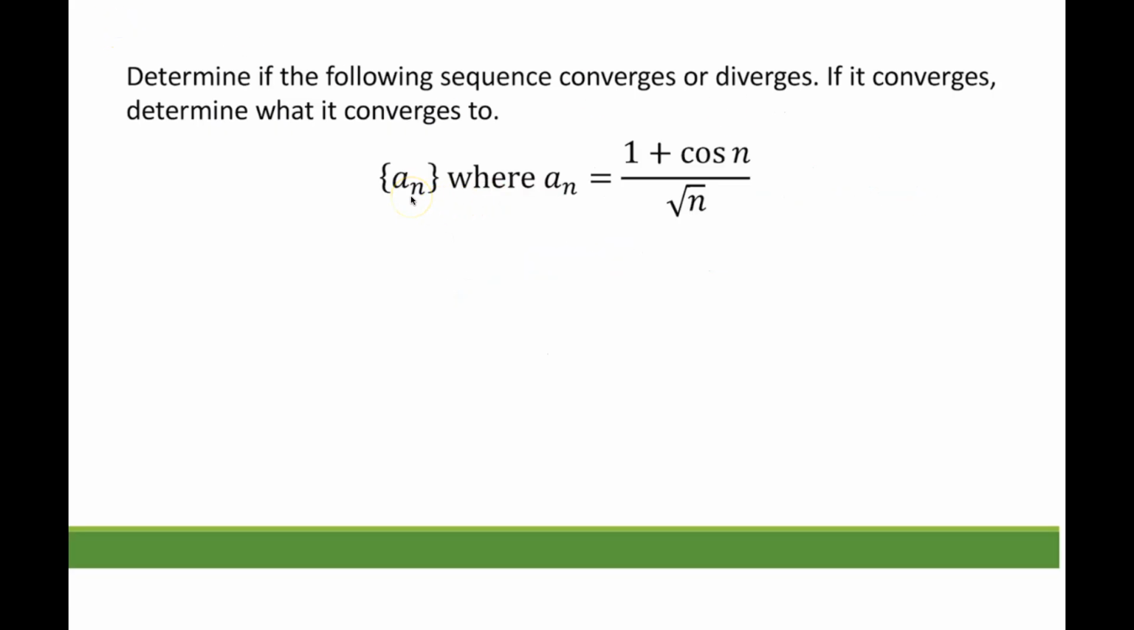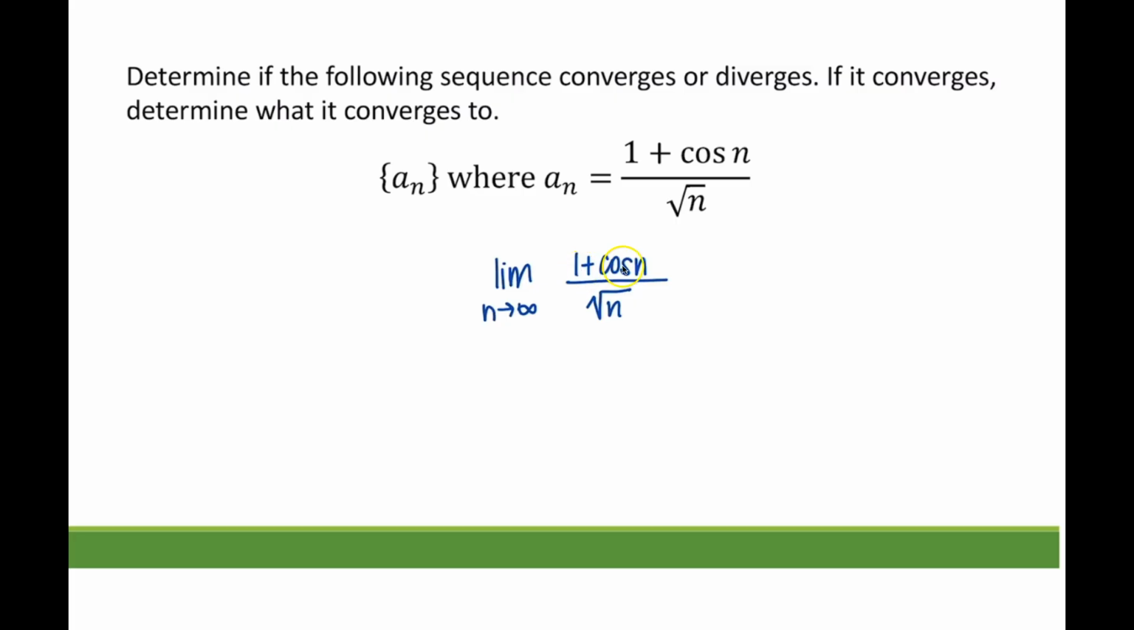For this sequence, we have a sub n is 1 plus cosine n over the square root of n. So we want to do the limit as n approaches infinity of 1 plus cosine n over the square root of n. Now here, when I gave you that list of dominance rules, we only looked at logarithms, polynomials, exponentials, and factorials, and none of those are included here.